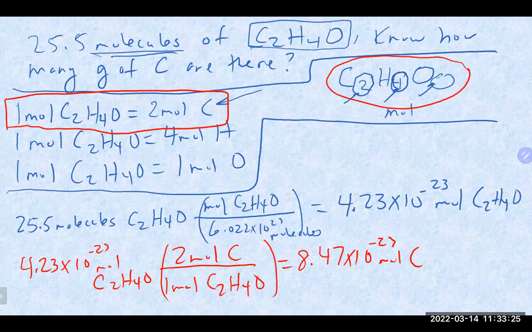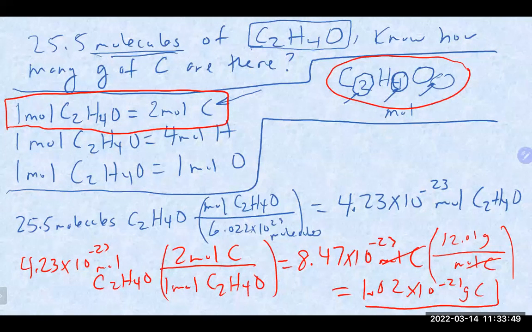And in this case, we now can figure out that there are 12.01 grams per mole carbon. The moles of carbon would cancel. That's the molar mass of carbon. And we would times it by 12.01, gets us approximately 1.02 times 10 to the minus 21 grams of carbon.